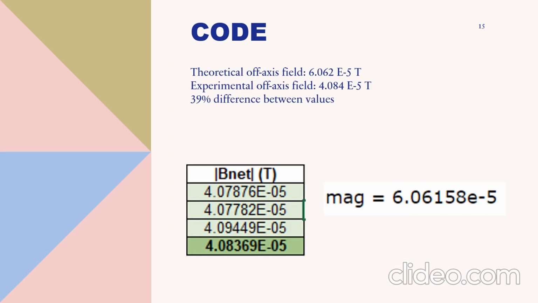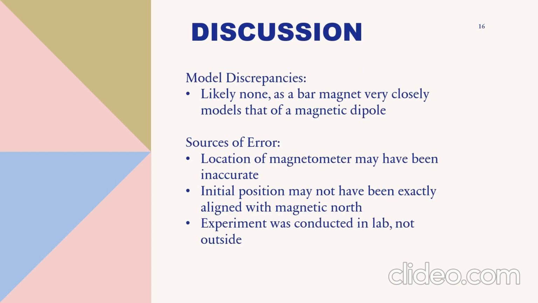Compared to our experimental off-axis field value, which was 4.084 times 10 to the negative 5th teslas, you can see that there's roughly a 39% difference between the expected value and the recorded value. There's likely no discrepancies in our model, as the bar magnet very closely models that of a magnetic dipole. Some sources of error could be that we had some error locating the location of our magnetometer. The initial position might not have been exactly aligned with magnetic north, and also this experiment was conducted indoors, so other magnetic fields could have been affecting our data.